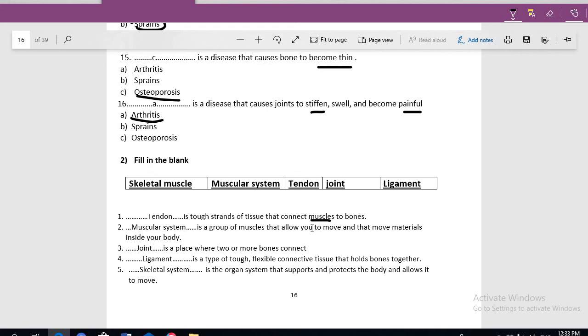The muscular system is a group of muscles that allow you to move and that move materials inside your body. A place where two or more bones connect is called a joint. Ligaments are a type of tough, flexible connective tissue that holds bones together. The skeletal system is the organ system that supports and protects the body and allows it to move.